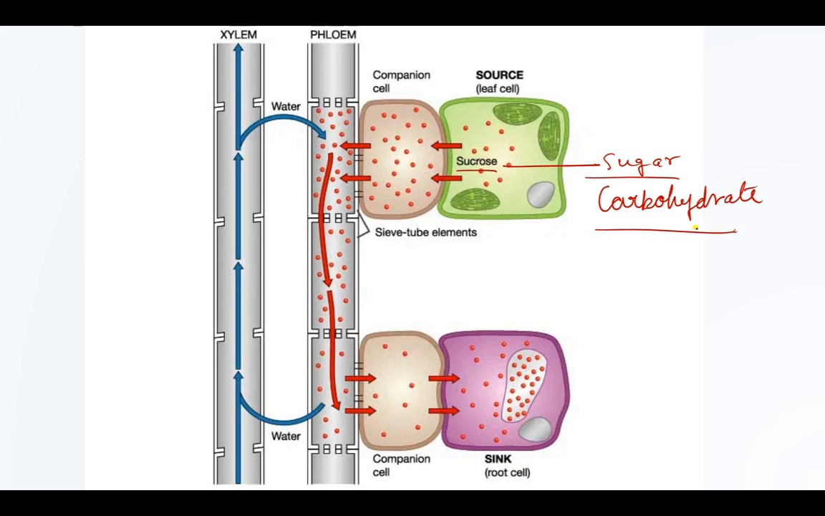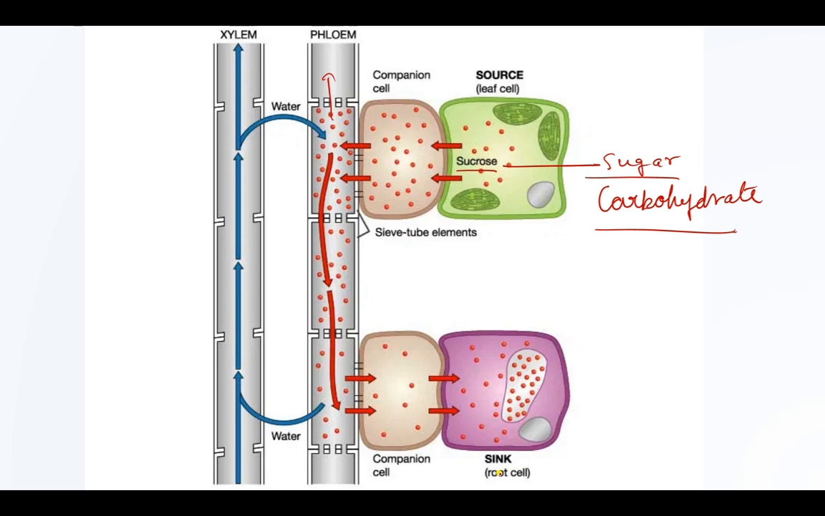It is a carbohydrate which is produced due to the process of photosynthesis. So the leaf will give this food to the companion cell, which will give it to the phloem. From the phloem this food can go either upwards or downwards. It will again come over here, get transported to the companion cell, and from the companion cell it will go to the part of the plant where food is required.